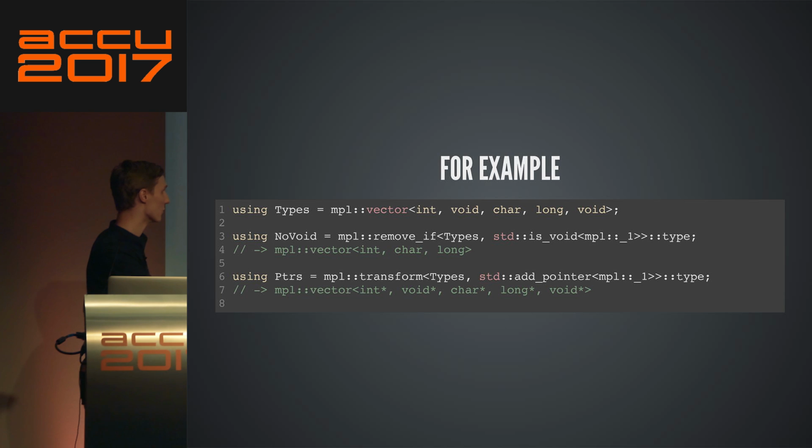And the 1 here means the first argument given to the lambda. So what this does is, for each type in this list, this lambda is called with an element in the type list. So std is void, int, and then that says yes or no. And then if it's yes, then you remove it from the set of types. Is that kind of clear to everyone?